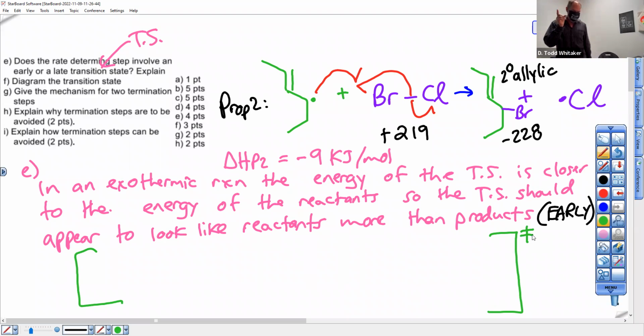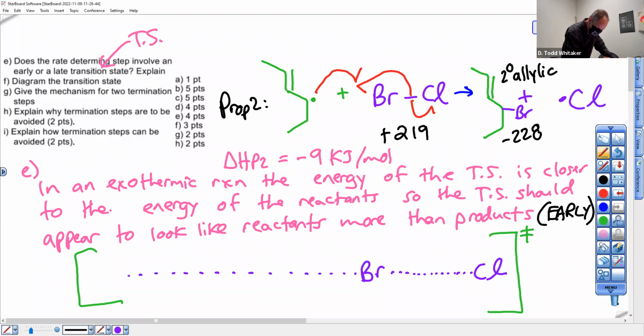Telephone pole. This time the transitioning atom is not a hydrogen, is it? Which atom's moving from one place to another? Br. And early on, Br is real close to Cl, right? So if you put your Cl over here, you can put your Br close and say this. What is that? Oh, I didn't even mention in the other video. What do the dots mean? Partial bond. And in an early transition state, they're real close to where they began, which was chlorine.